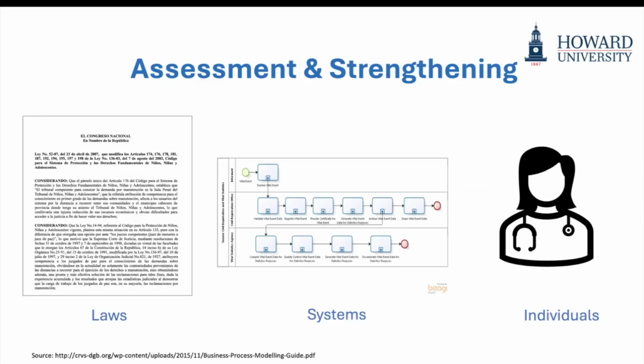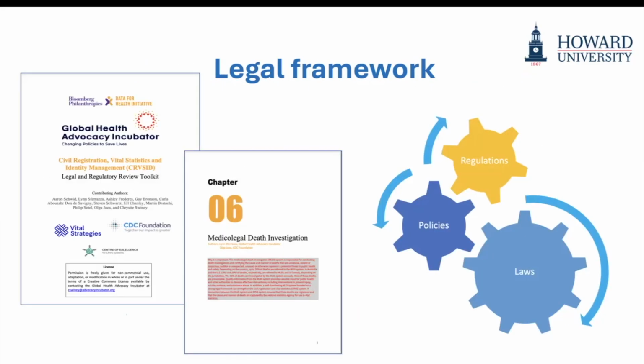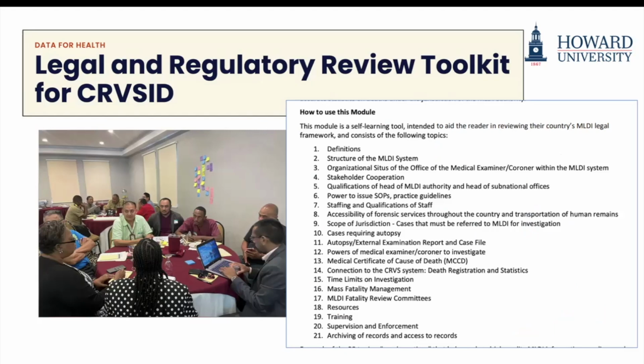Our work aims to assess and strengthen MLDI systems, which we will do through three main areas: the review and revision of laws, assessment of systems, processes, and standards, and the assessment of needs of individuals to build their capacity and good practice standards. Let me share just a few examples of the work that we will do in these three main areas. For assessing and strengthening laws, we will collaborate with our partner, Global Health Advocacy Incubator, to support country lawyers in the review of the country's MLDI legal framework by using the MLDI module and the CRVS ID Legal and Regulatory Review Toolkit. This module has been used for targeted legal reviews in various countries, including Belize, where a new law has been drafted and is under review in Parliament.